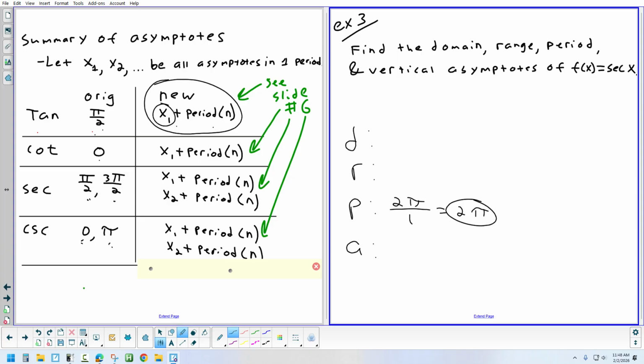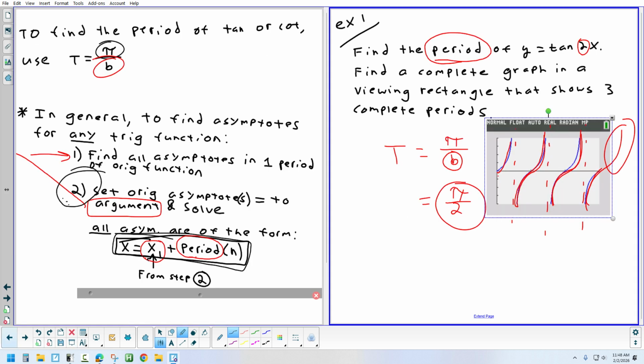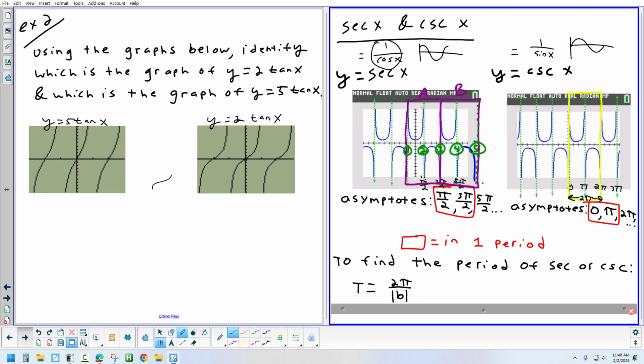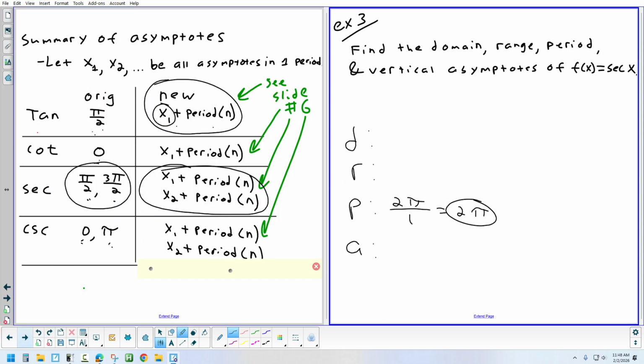Asymptotes. What are the first 2 asymptotes that we hit in the graph of secant? Yep. Pi over 2 and 3 pi over 2. Now you're supposed to figure these out. So it says, look at slide 6. It says set the original asymptote equal to the argument and solve. All right. Well, what's the argument in this problem?